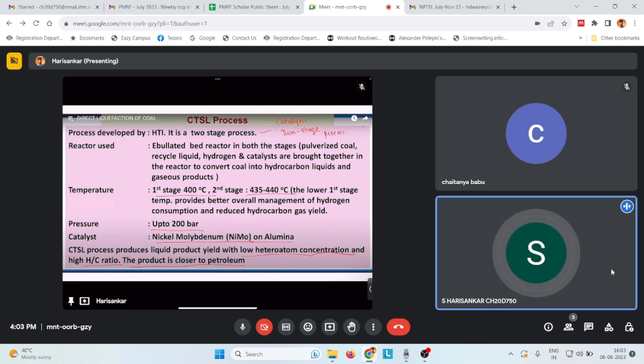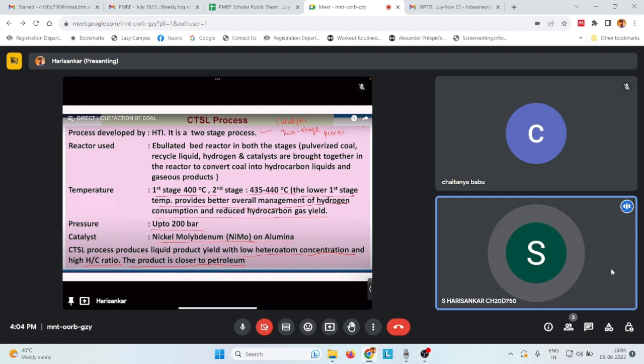They even gave a reason why they are using a lower temperature at the first stage and a higher temperature at the second stage. The lower temperature at the first stage provides better overall management of the hydrogen consumption and reduced hydrocarbon gas yield.